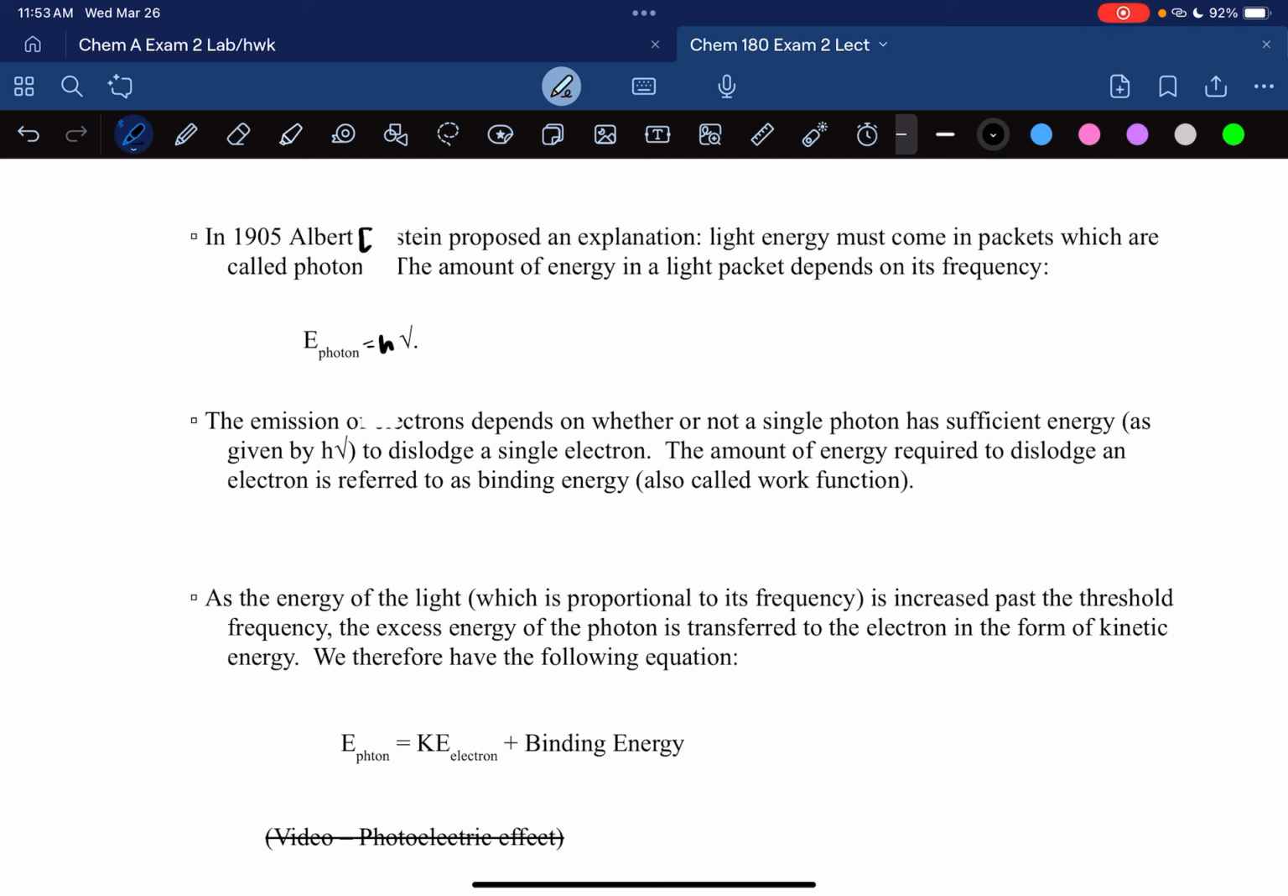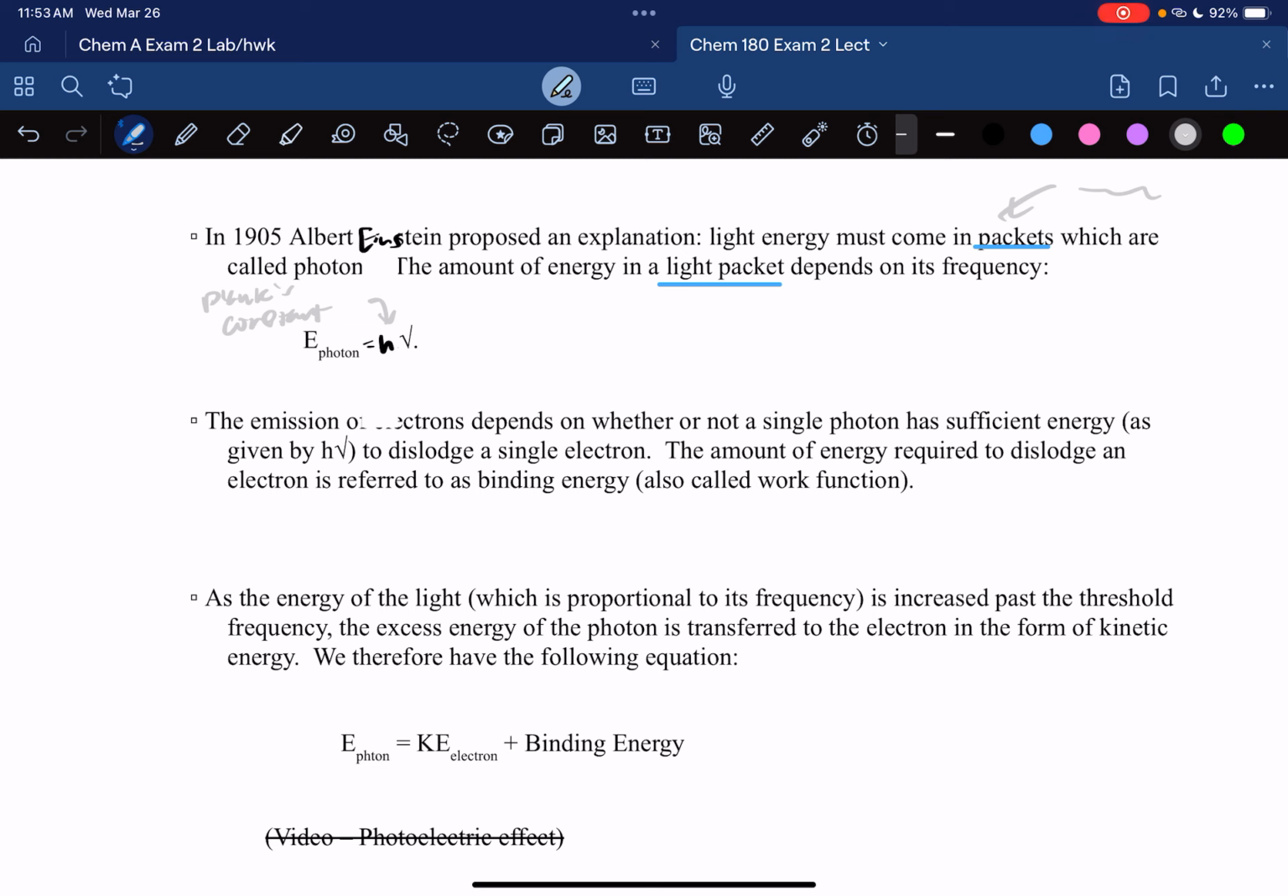Okay. The amount of energy in a light packet, one photon, is related to its frequency. E photon, the energy of the photon, equals h nu. What's h? h is a constant. It's called Planck's constant. Nu is what? It's frequency, right? So the energy of a photon depends on frequency, but does not depend on amplitude. Just each individual packet. So the energy of light comes in as packets, okay? But not continuous.